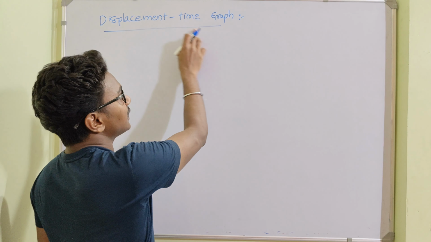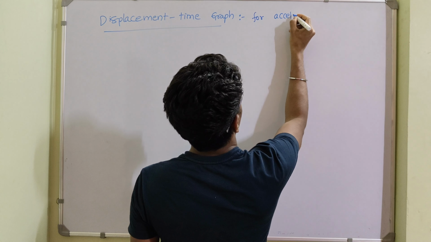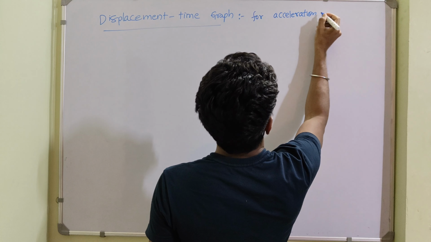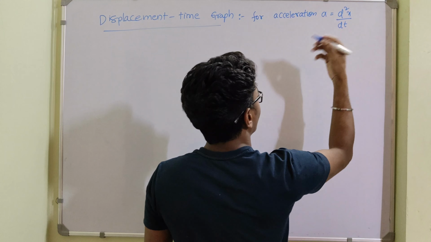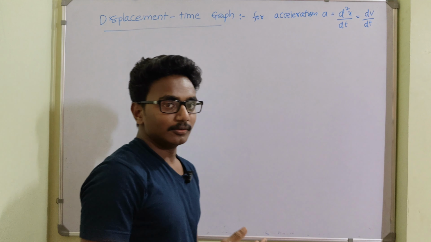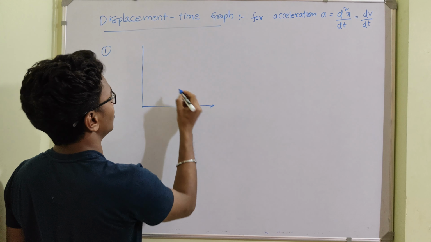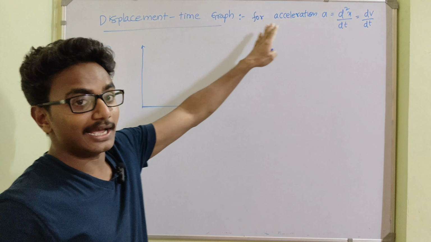Next, let's start with the displacement time graph for acceleration. Acceleration a is defined as the double derivative of x with respect to time, or you can write it as dv by dt. That means we are connecting the displacement time graph with acceleration.